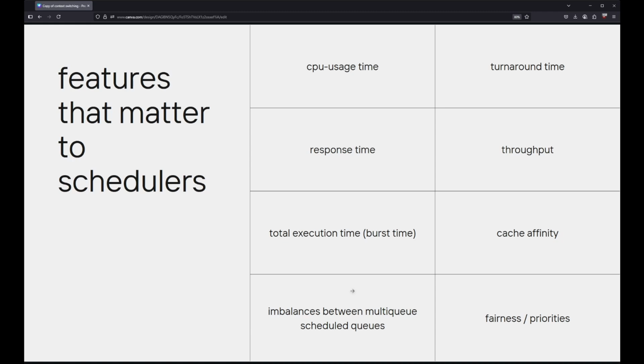Another thing is fairness and priority. Going back to that same point, we don't want processes to be disproportionate in terms of CPU usage or runtime. We want them to be based upon what's actually going to be best for the system, for both short-term and long-term usage.